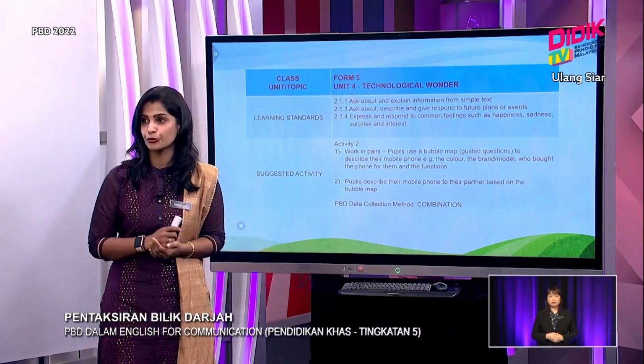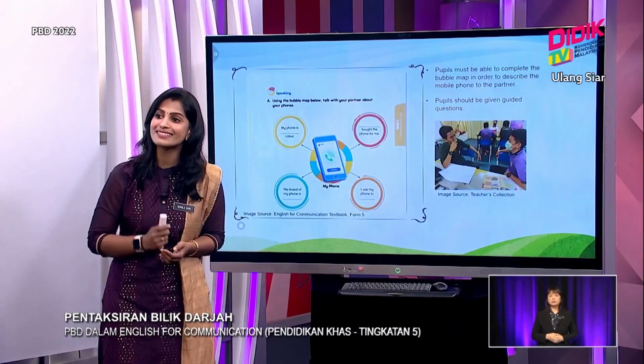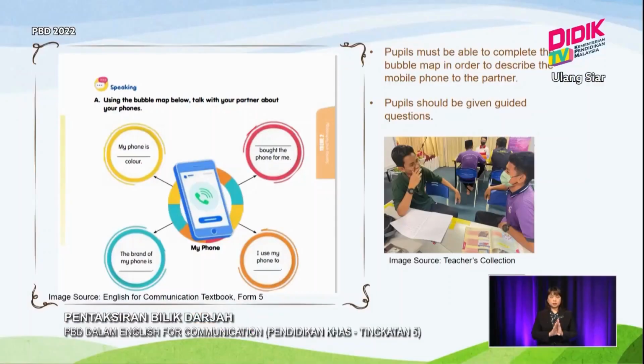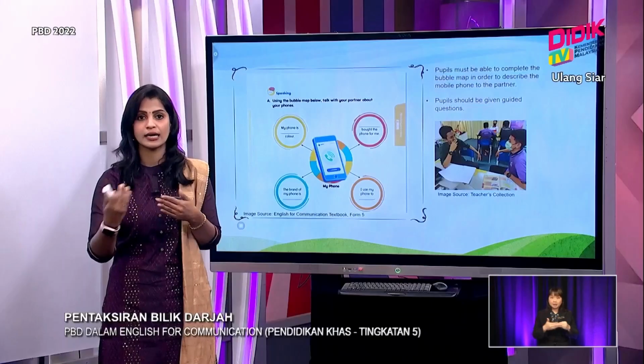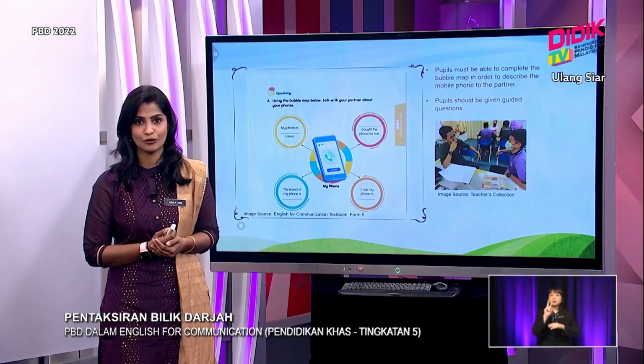I would like to show you the picture. This is the bubble map as I mentioned earlier. Can you see they have the guided questions there? What is the color of your phone? Who bought it for you? What is the brand of your phone, and why do you use the phone? What is the function of the phone? Pupils must be able to complete the bubble map in order to describe the mobile phone to their partners. Pupils should be given guided questions. If no guided questions are given, they won't be able to talk or describe their technology.